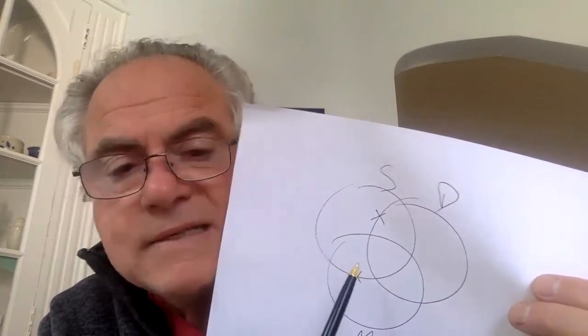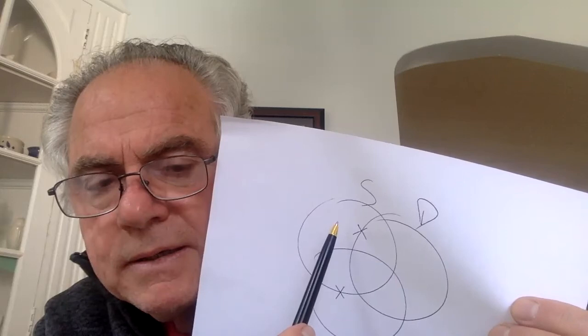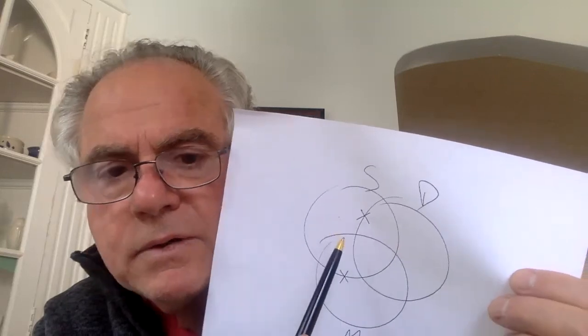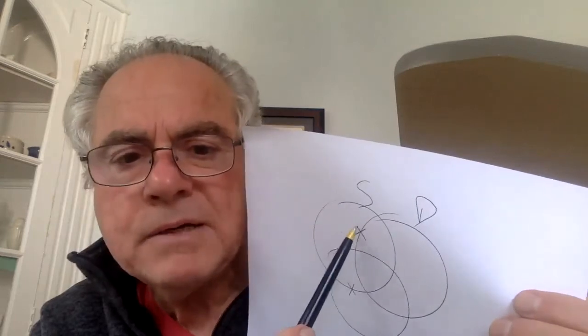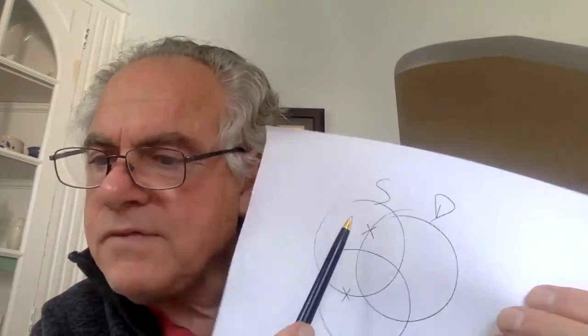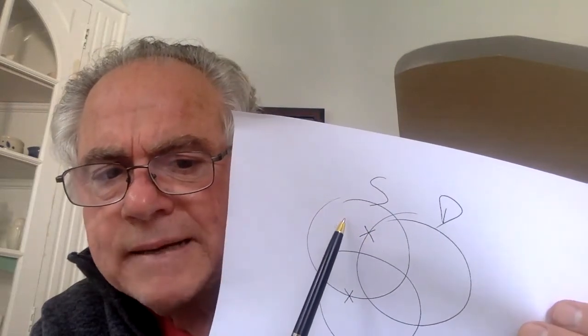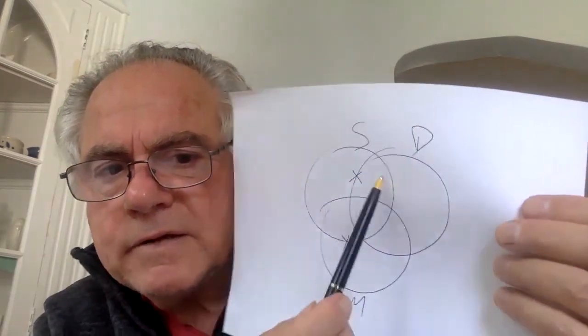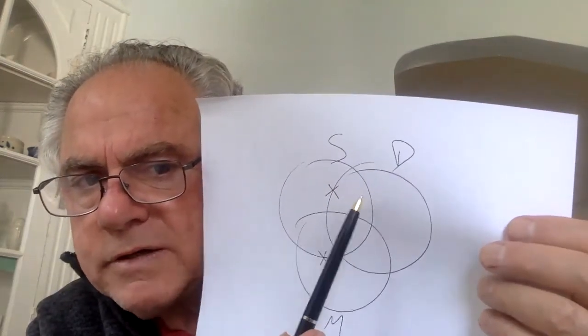If I say some S is not P, well, it could be here. Here's an S that's not a P. No, wait, here's an S. Some S is not M, I mean. If I say some S is not M, here's an S that's not an M. And here's an S that's not an M, so it has to be on that line because it could be here and it could be there.